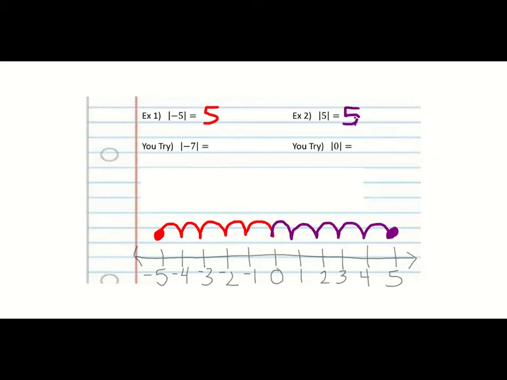Now you try finding the absolute value of -7 and the absolute value of 0. If we think about the absolute value of -7, we want to know how far -7 is from 0. Since the absolute value represents a distance, -7 would be 7 units from 0. So the absolute value of -7 is 7. Similarly, for the absolute value of 0, we want to know how far away 0 is from itself. Well, 0 is right at 0, so the absolute value of 0 is 0.